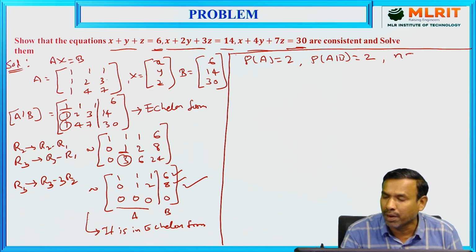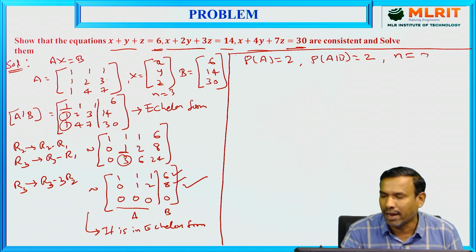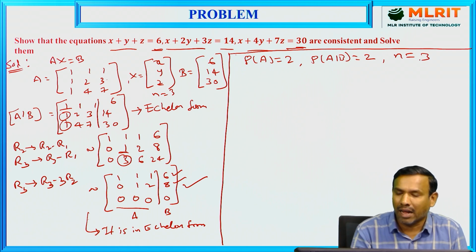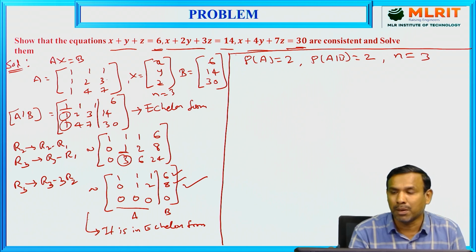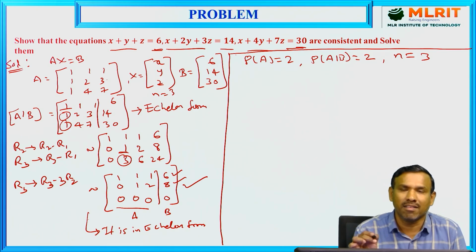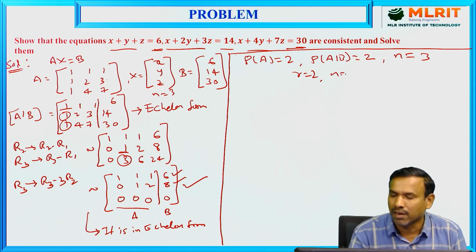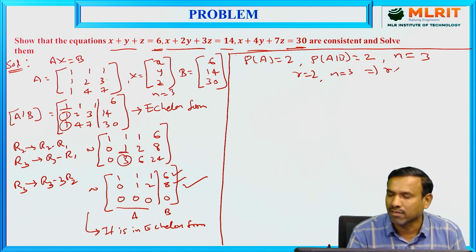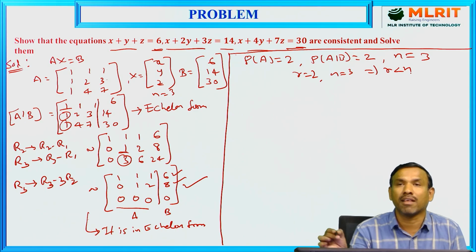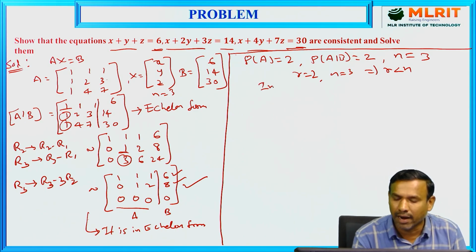But how many unknowns are there here? X, Y, Z. 3 unknowns. Now rank of A is equal to rank of [A|B], but less than the number of unknowns, which we have discussed very clearly. That means an infinite number of solutions. Here rank is 2, unknowns are 3, so r is less than n. When the rank of A and rank of [A|B] are less than the number of unknowns, the system will have infinite number of solutions.